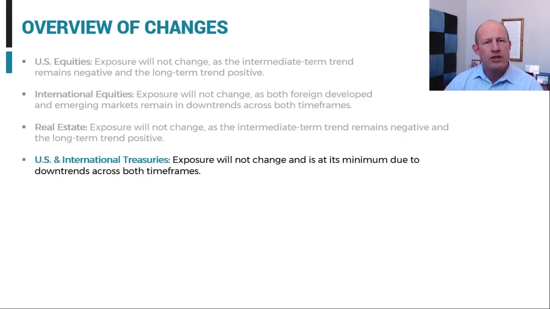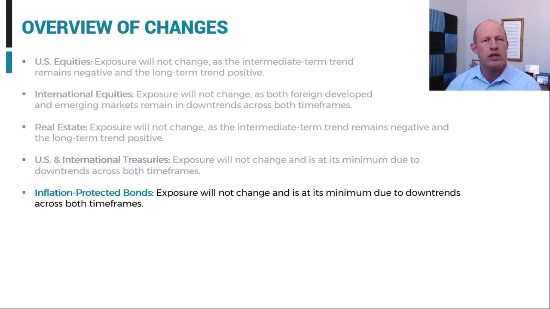U.S. and international treasuries are the same way, really, across the yield curve. There's no change. We see downtrends, and the short end of the curve remains the strongest portion of the yield curve. Inflation-protected bonds are the same way, really across the entire fixed income complex.